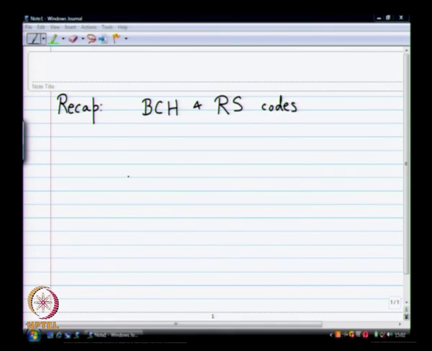So, let us begin with a quick recap. So we have been looking at BCH and Reed-Solomon codes. Primarily we saw construction and properties, right. So, what is the construction? The construction is through a parity check matrix.